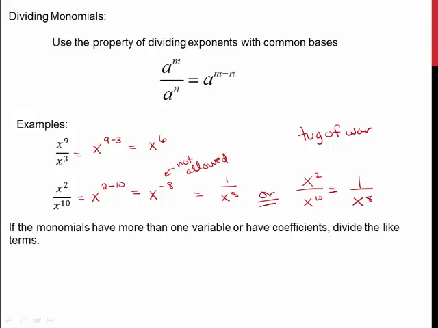If you have more than one variable or coefficient, you divide like terms. So I'm going to do 18 divided by 3, x to the 12th over x to the 5th, and y over y to the 9th. I'm going to take each of these individually. 18 over 3 is 6, 12 minus 5 is 7, and then 9 minus 1 is 8, and the 9 was on the bottom, so my exponent tug of war lands on the bottom.